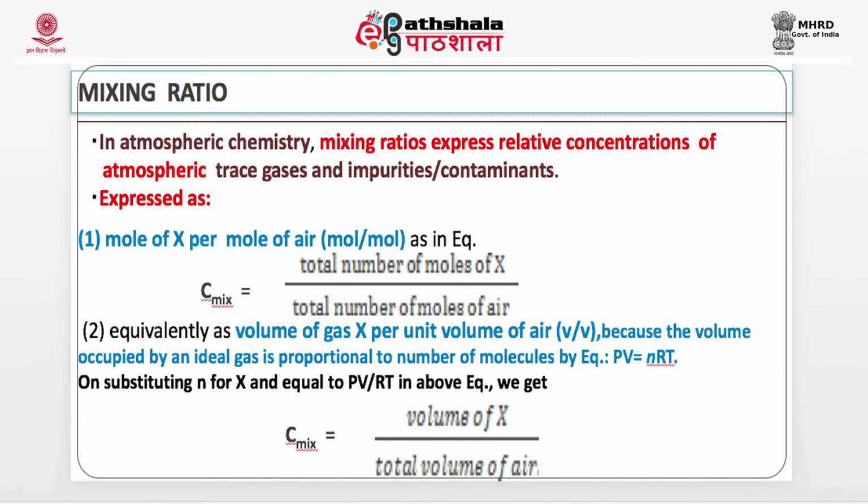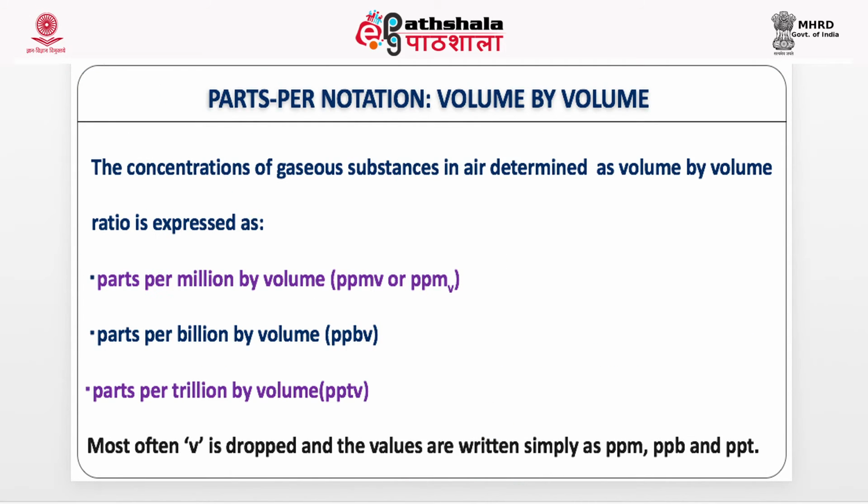Environmental science in general deals with trace amounts of pollutants in gas phase and with trace impurities in aqueous solution. It is therefore preferred to express the concentrations of trace substances in parts per notation, which can be expressed by volume or mass by mass. You can calculate the mass of a substance present in how much mass of the other thing, or volume present in how much total volume of the system. These units are ppm, ppb or ppt. When it is volume ratio, then ppmv, ppbv, pptv is written.